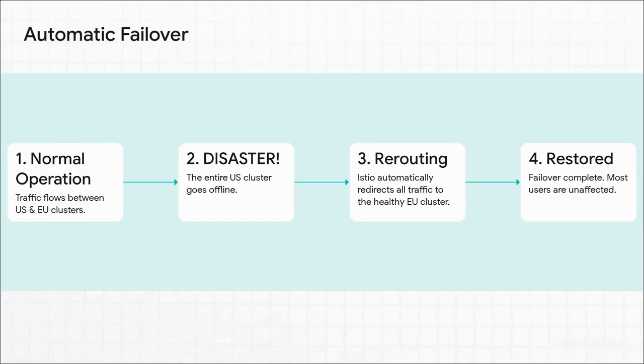Okay, this is the magic trick. Under normal operation, everything's great. Traffic is flowing happily between the US and the EU. Then, disaster. The entire US region goes down. It's just gone. Now, without a mesh, this is a code red emergency. Pagers are going off, everyone's scrambling. But with Istio, the mesh just detects the failure, and automatically, with zero human intervention, it reroutes all global traffic over to the healthy services in the EU cluster. The failover is complete, and the best part, your users probably didn't even notice. That is the kind of resilience you're paying for with all this complexity.